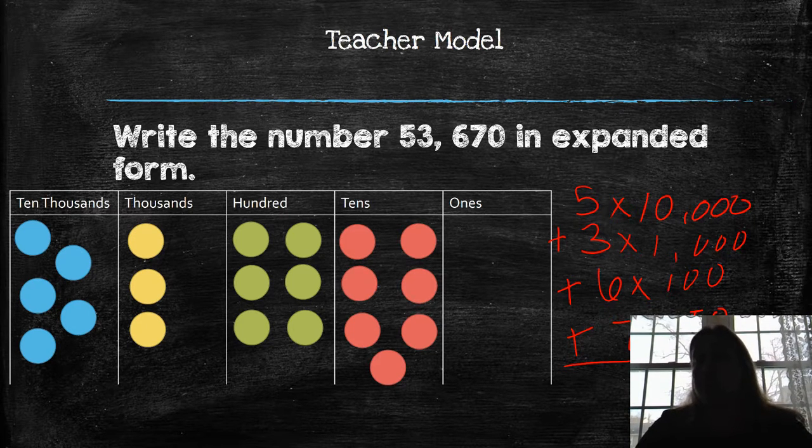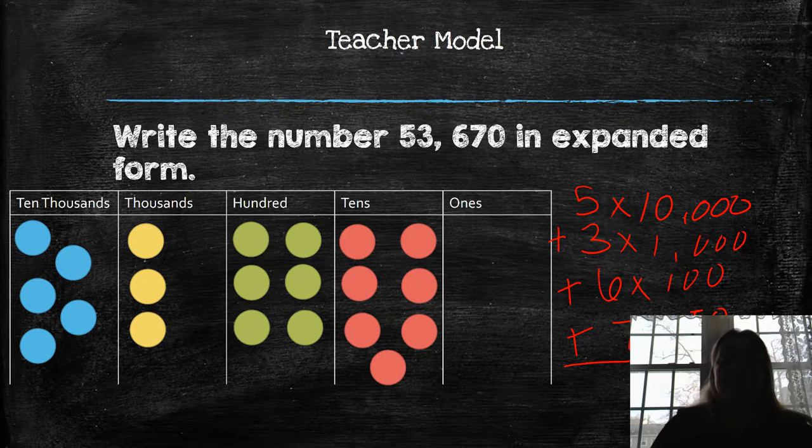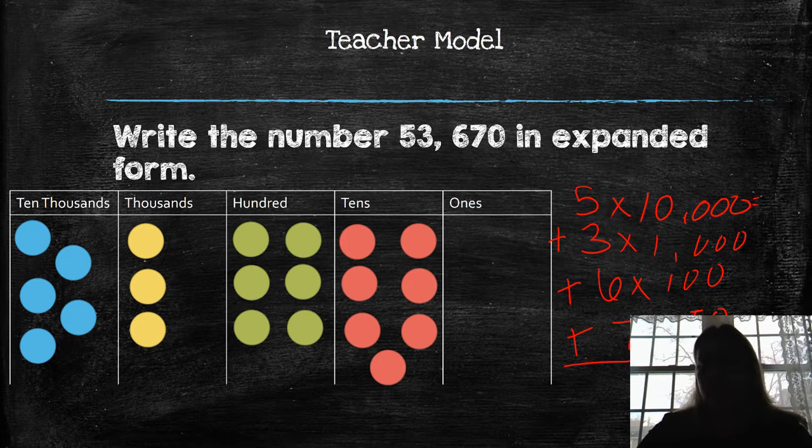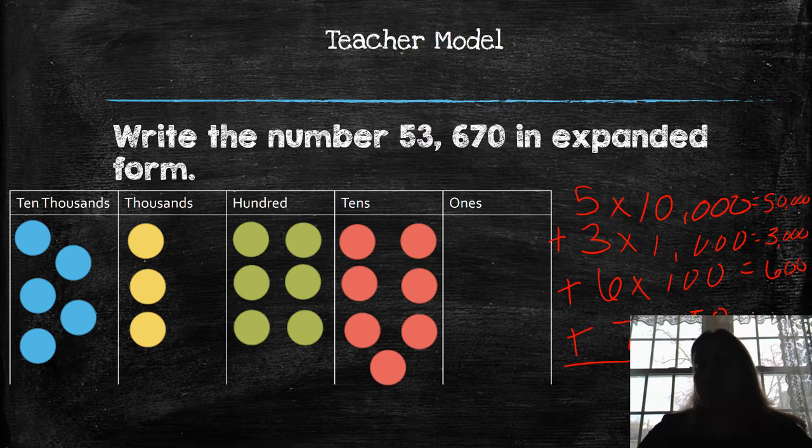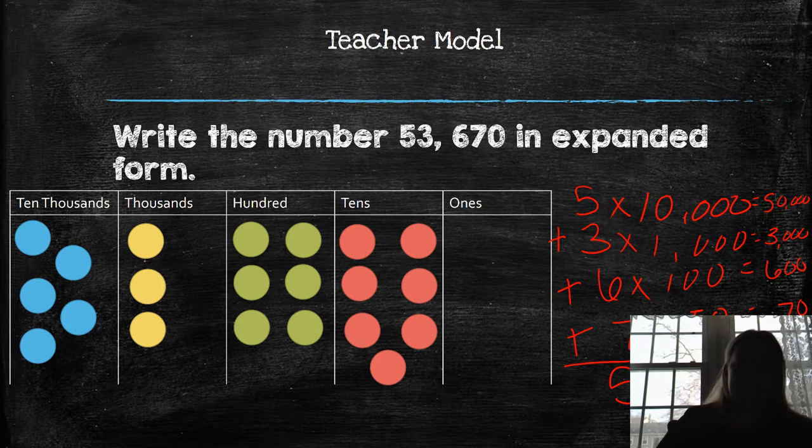Then we would solve each of these separately, because this would equal 50,000. I'm almost out of room. This would equal 3,000. This equals 600. This equals 70. And then we would add them all together to get 53,670.